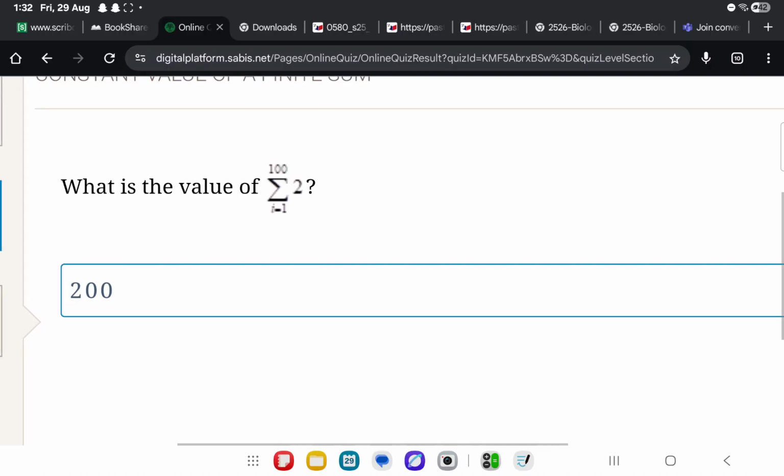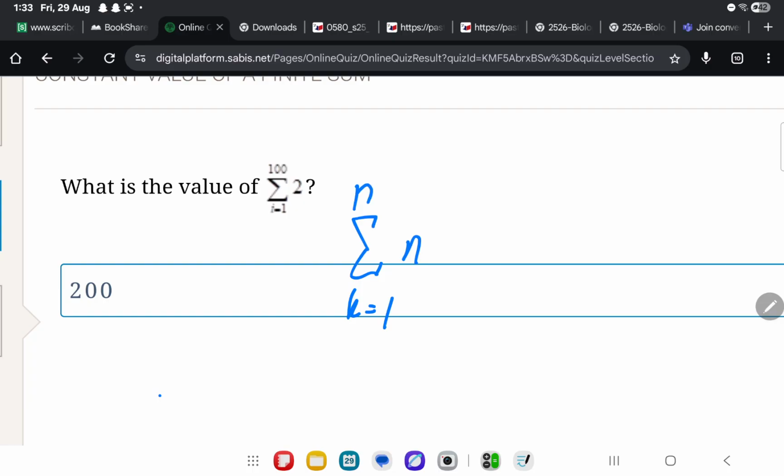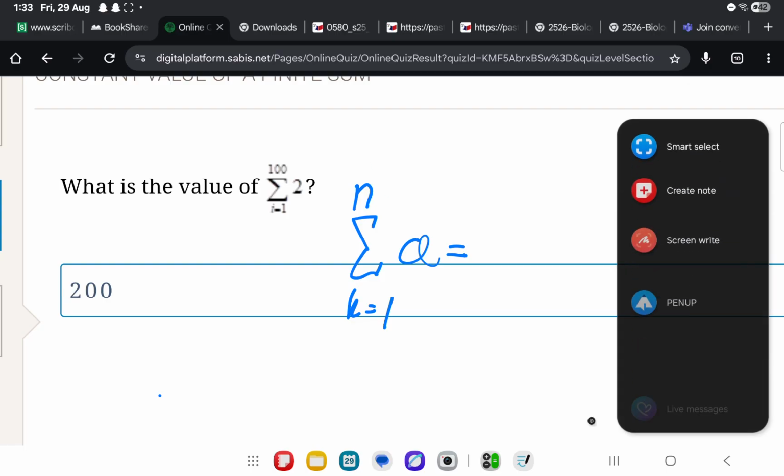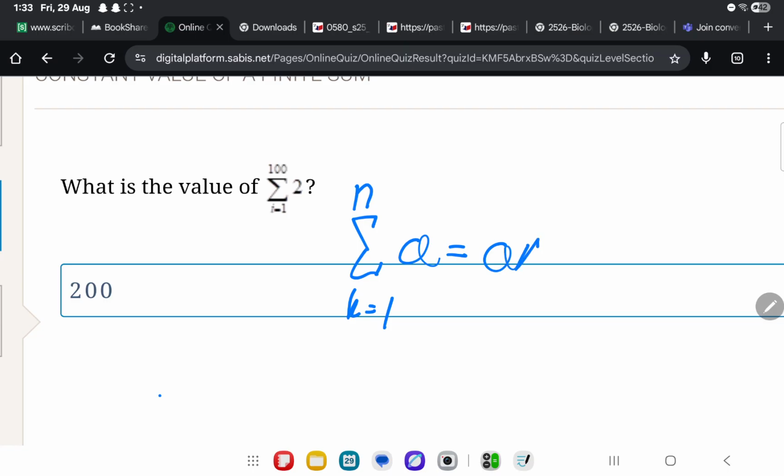What's the value of the sum of 2 from i equals 1 to 100? Remember, this is a rule I explained. If you have a sum of a constant, k, where k is starting from 1 all the way till n, or we'll use a, you're going to have a times n. And the other one, I used n times k, they're the same thing. Again, they're just all variables in the end.